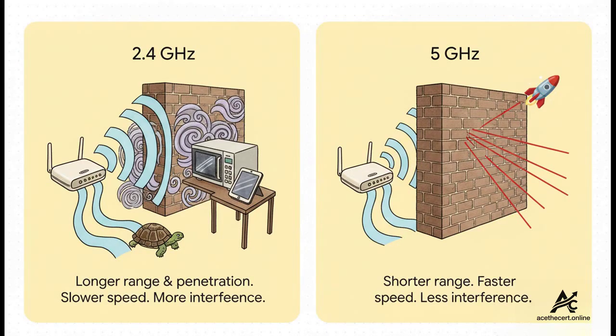And these standards operate on different radio frequencies. So here's the practical takeaway. If you're in a crowded office, or maybe an apartment building with tons of other networks around, you'll probably want to use the 5 GHz band to avoid all that interference and get faster speeds. But if you're in a large space with thick walls, that 2.4 GHz band might actually give you better, more reliable coverage. It's all about choosing the right tool for the job.